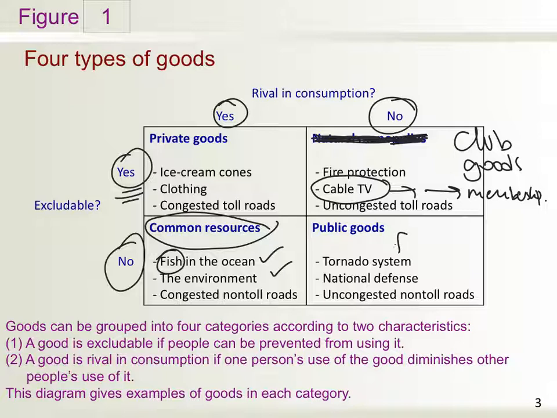And if a good is free plus not rival in consumption, then it's a public good. For example, national defense. National defense is for everyone, and also you cannot exclude anybody from not being protected by the army.